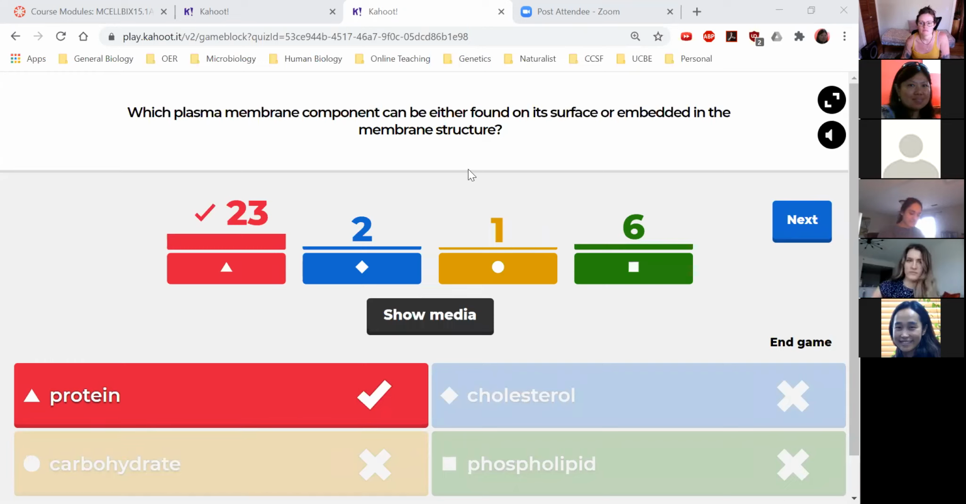So this one is a little bit tricky, and it says which component can be found either on the surface or as part of the membrane. The correct answer we're looking for is protein. Some of them are spanning the membrane. Other ones are loosely associated. If you look at carbohydrates, they're only on the outside, so they're not really an integral part of the membrane. Phospholipid is definitely an integral part. And cholesterol is only on the inside and not on the surface.